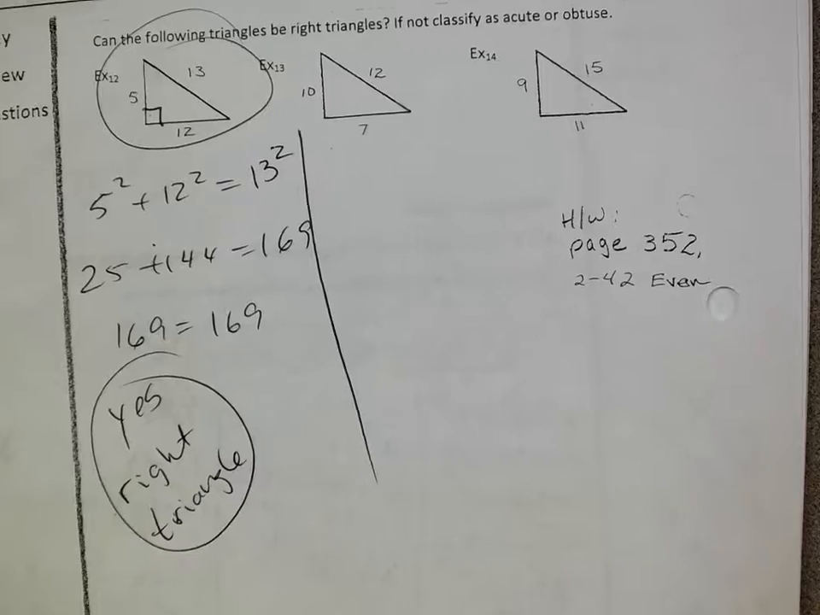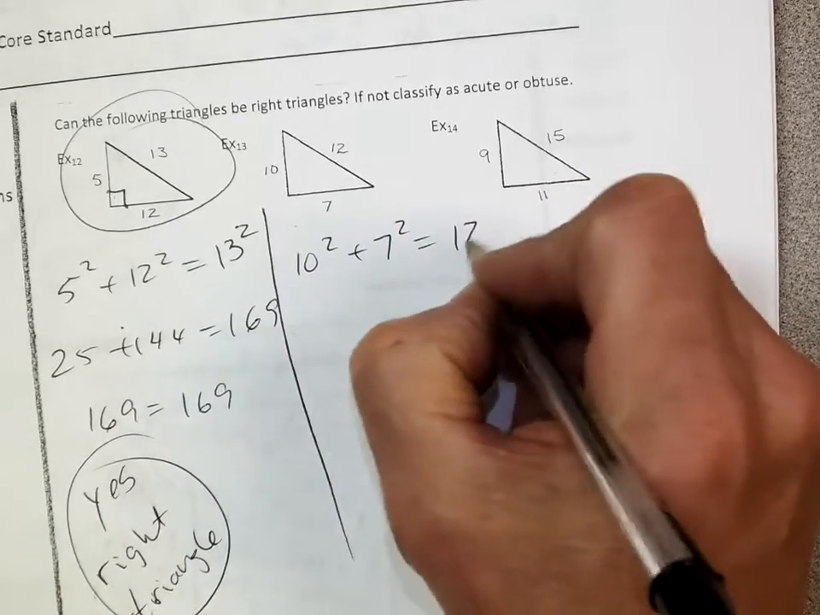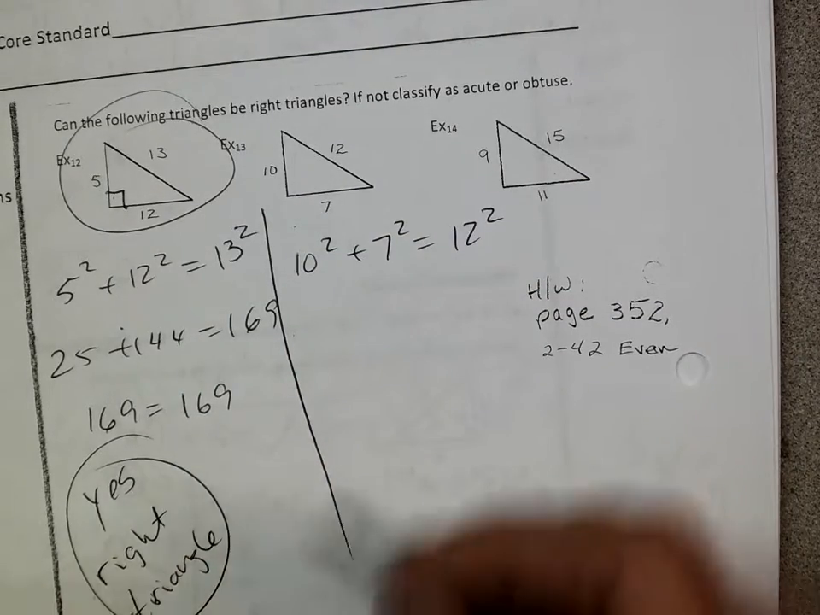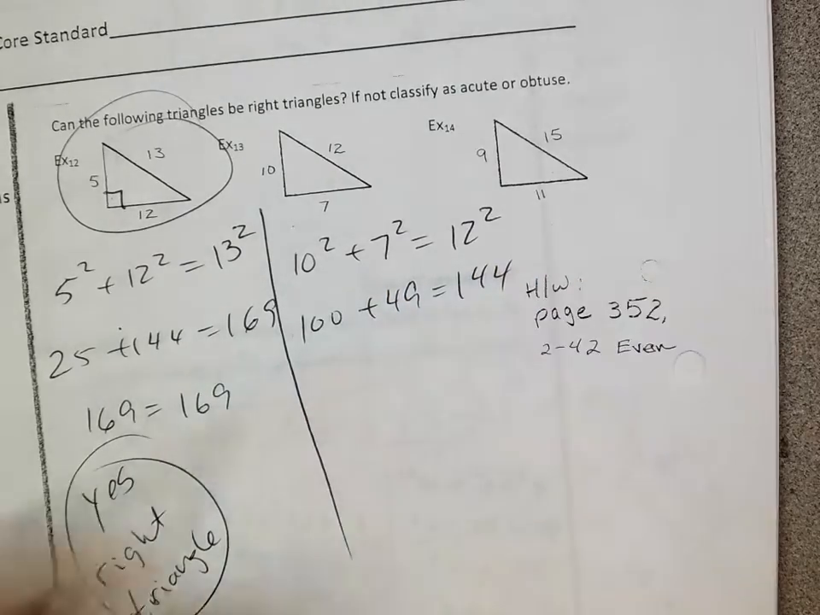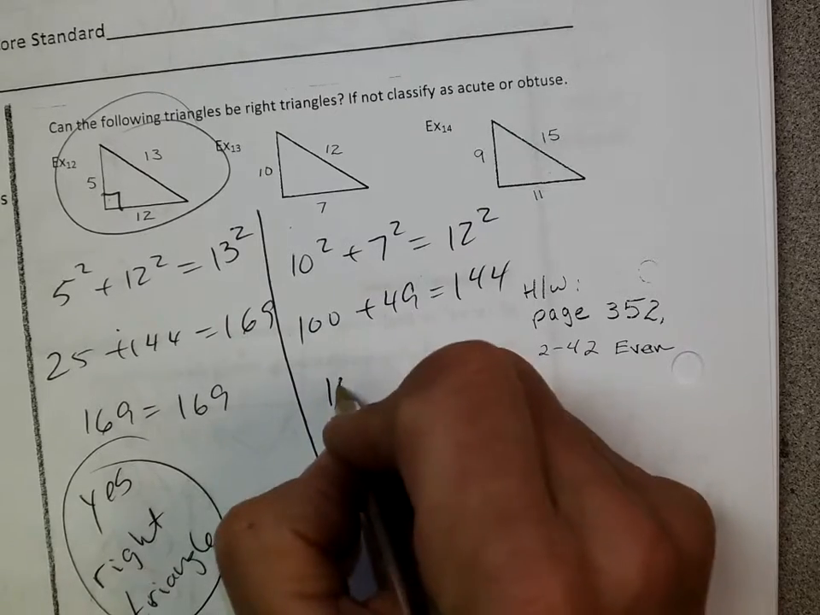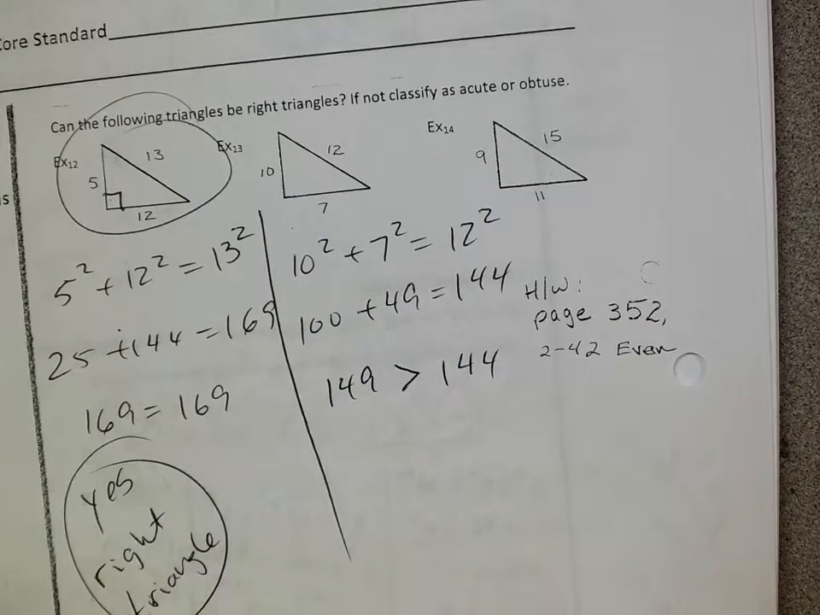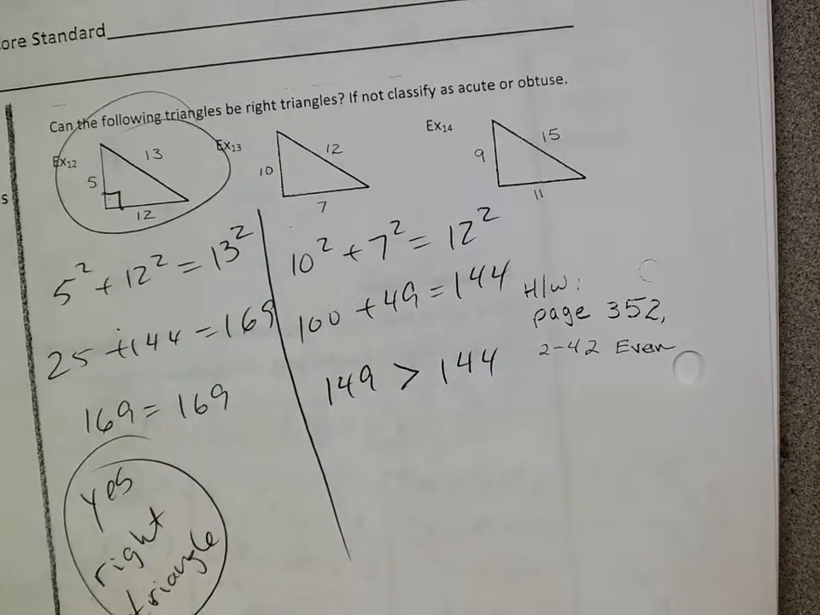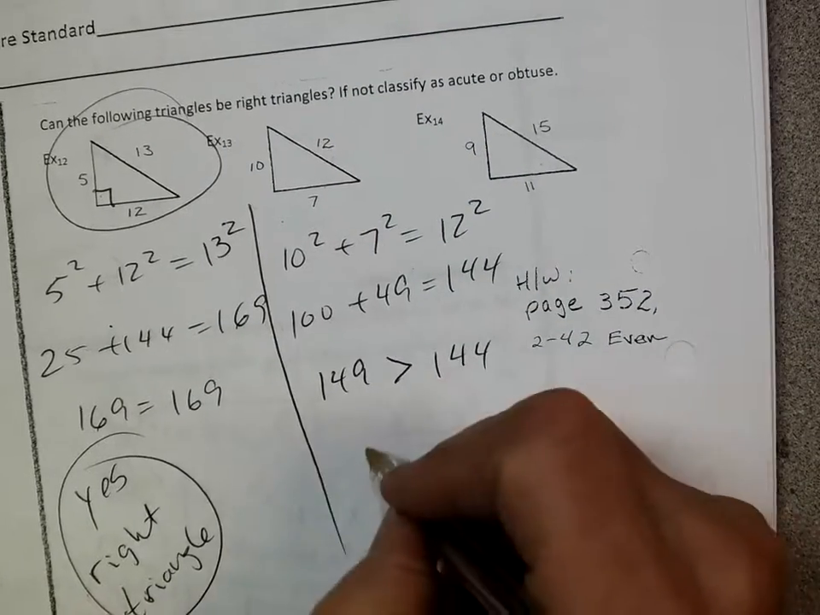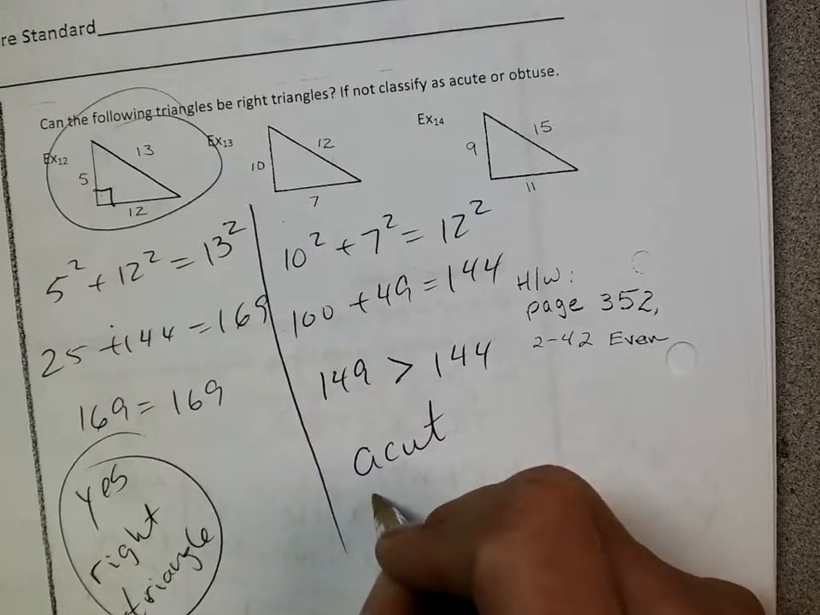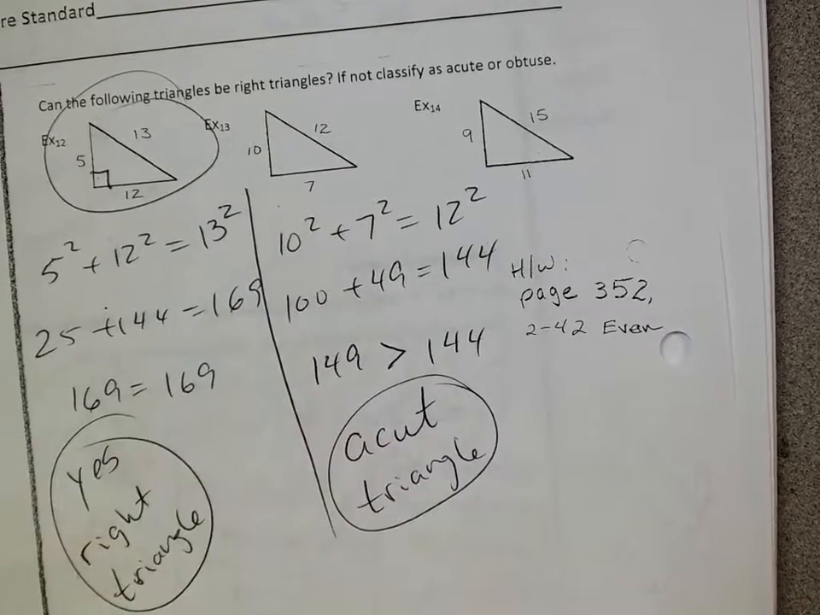Okay, how about the next one? Well, is 10 squared plus 7 squared equal to 12 squared? I don't know. Let's check it out. 100 plus 49 equals 149. 149 is greater than 144. Do you guys agree with that? Yeah, so if these two sides are bigger than this one, it's got to be acute because this side's not big enough, right? It's crunched down. So this one's going to be an acute triangle. So if the other two sides are bigger than the hypotenuse, it's got to be acute.